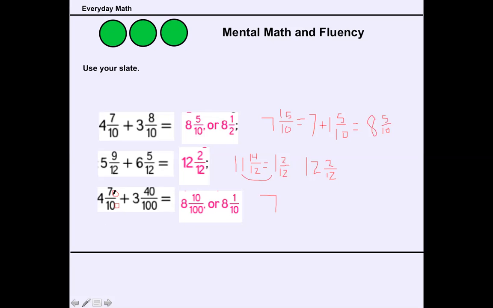4 plus 3 is 7. 70 plus 40 is 110 over 100. 100 goes into 110 once, and I have 10 hundredths left over. 7 plus 1 is 8, and then I have 10 100ths. So 8 and 10 hundredths. All right, let's get into our math message.